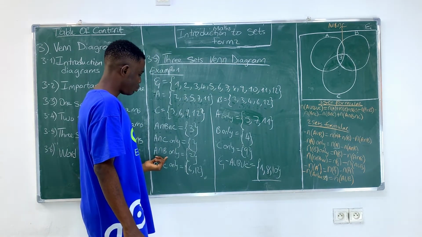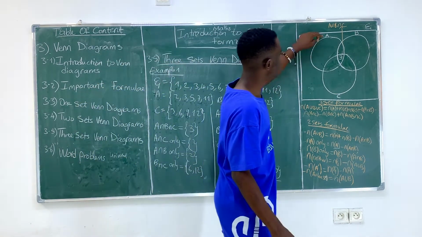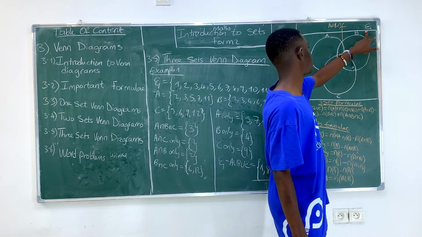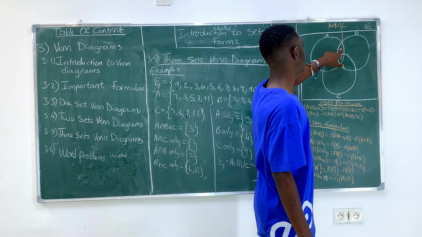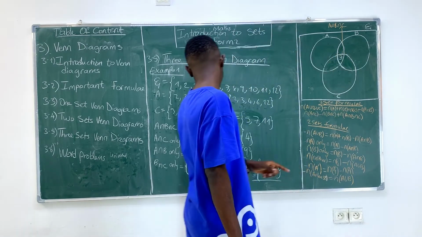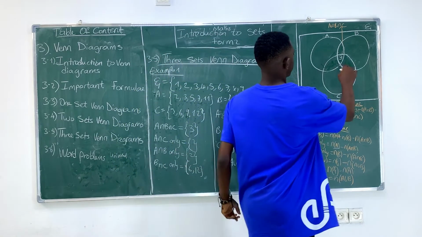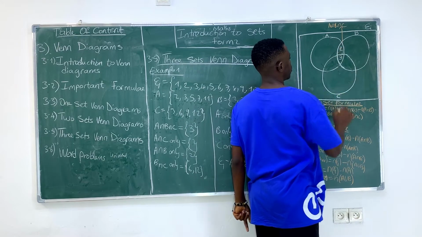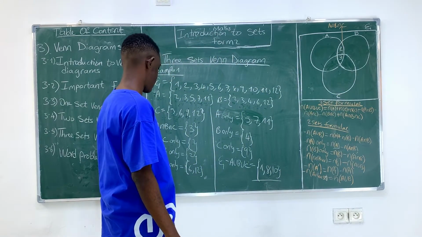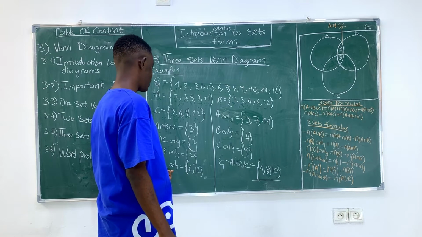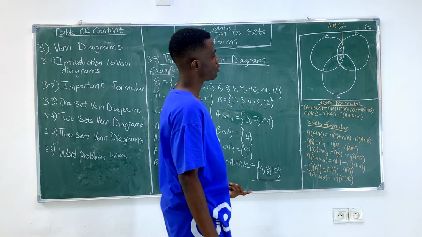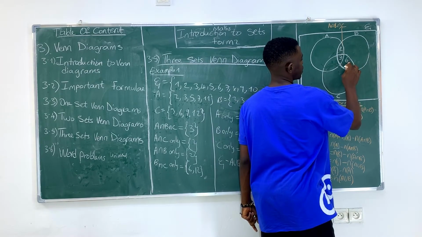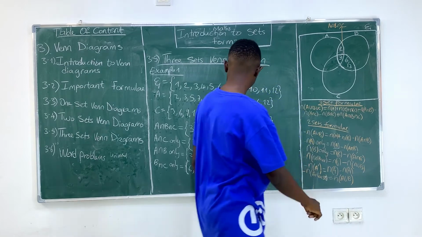So A intersection B only is 3. If I say A intersection B, the point of intersection will be here. This is A meeting B at this point only. So A intersection B only is 3, I can put my 3. B intersection C only is 6 and 12. So this is B and C, the point of intersection is here. So I have 6 and I have 12.